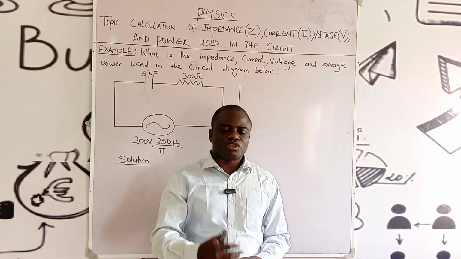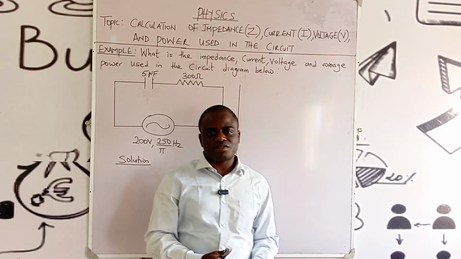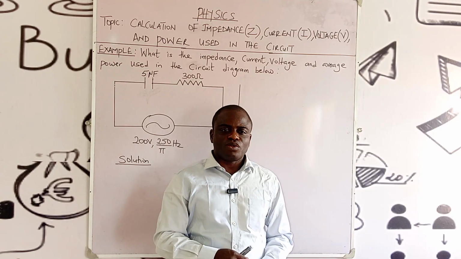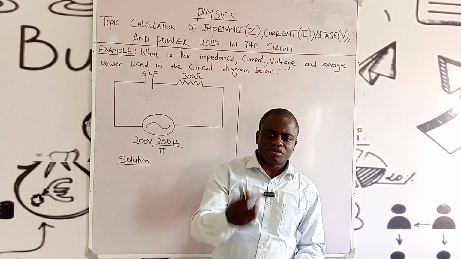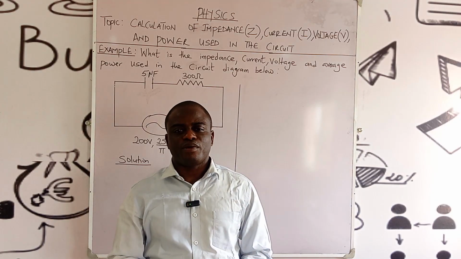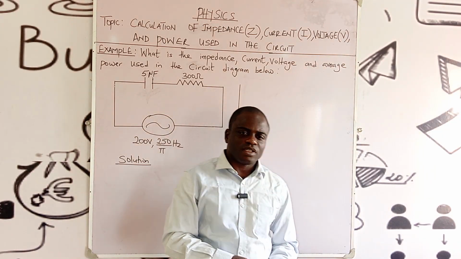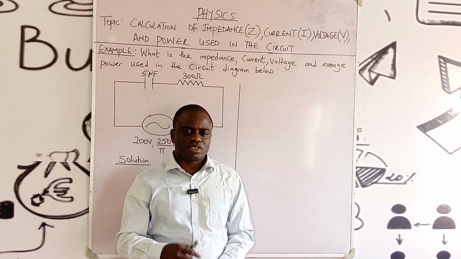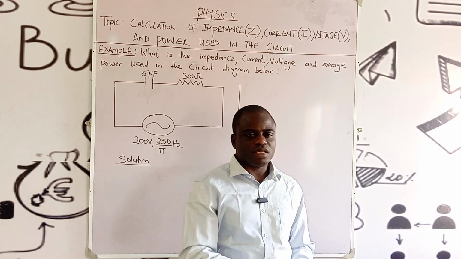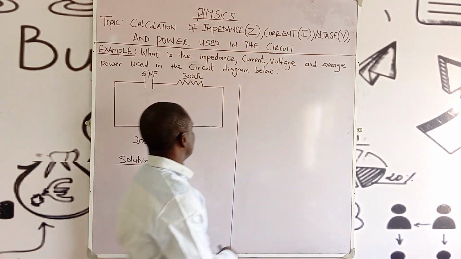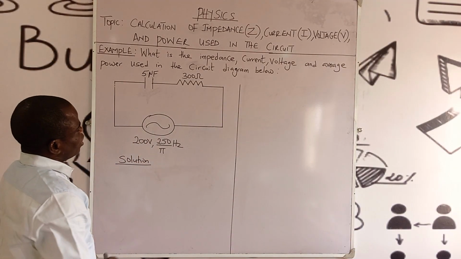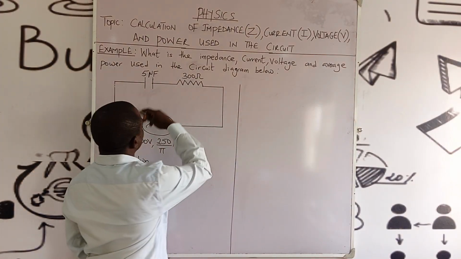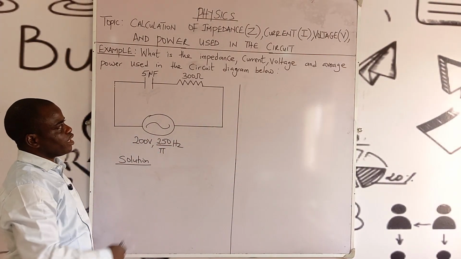Today, we're carrying out calculation of impedance, represented with capital letter Z, and also current, represented with capital letter I, voltage, represented with capital letter V, and power, represented with letter P, in the circuit. You can see what's given to us in the question. We have to look for the impedance, current, voltage, and average power used in the circuit diagram below.